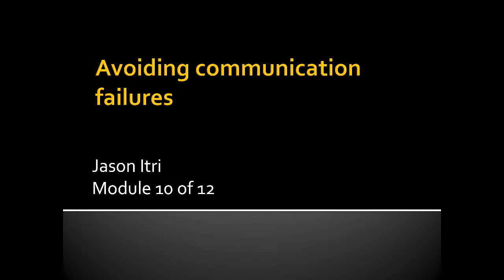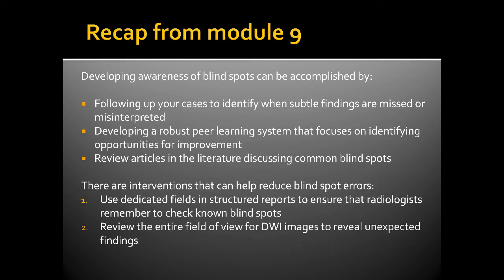Welcome to the 10th module of this series, Avoiding Communication Failures. To recap from the prior module, developing awareness of blind spots can be accomplished by following up your cases to identify when subtle findings are missed, developing a robust peer learning system that focuses on identifying opportunities for improvement, and reviewing articles and literature discussing common blind spots.